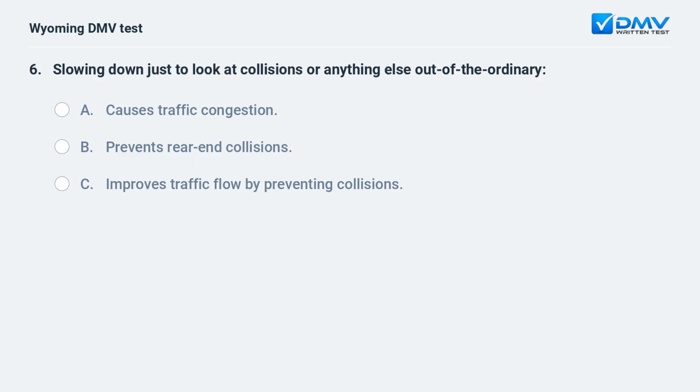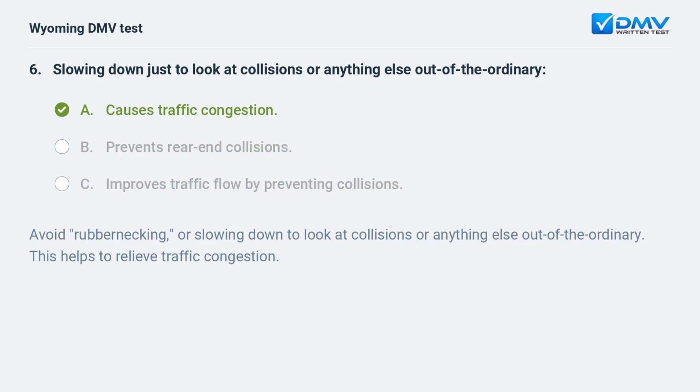Slowing down just to look at collisions or anything else out of the ordinary. A. Causes traffic congestion. B. Prevents rear-end collisions. C. Improves traffic flow by preventing collisions. A. Causes traffic congestion. Avoid rubbernecking, or slowing down to look at collisions or anything else out of the ordinary. This helps to relieve traffic congestion.